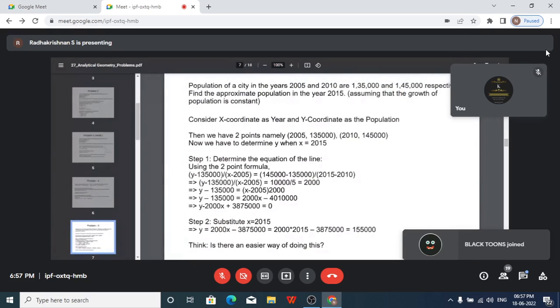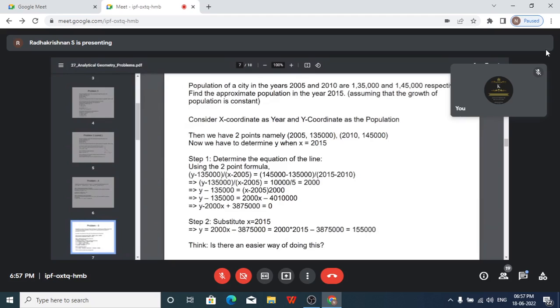But if you formulate x coordinate as the year and y coordinate as population, the 2 points are 2005, 1,35,000, and 2010, 1,45,000. So now we have to determine y when x equals 2015. First step, determine the equation of the line. Step 2, substitute x equal to 2015. So you get y equal to 1,55,000.